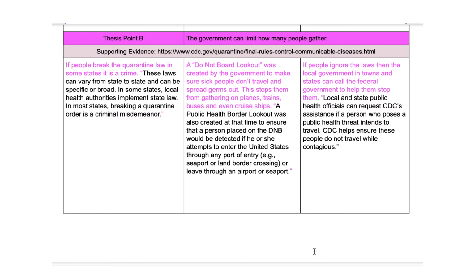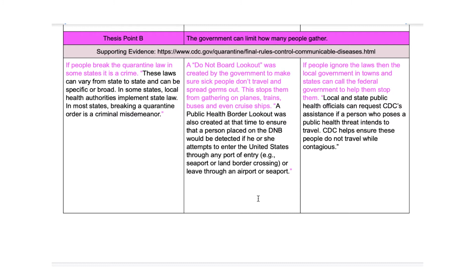The pink letters are my words and the black font is the proof, the information that was taken from this website. If people break the quarantine law in some states, it is a crime. Yes, that is true. That is something I agree with. And the evidence says these laws can vary from state to state and can be specific or broad. In some states, local health authorities implement state law. In most states, breaking a quarantine is a criminal misdemeanor. That means it's a crime. So there's the proof taken from the CDC's website on quarantines that proves that the government can limit how many people gather.